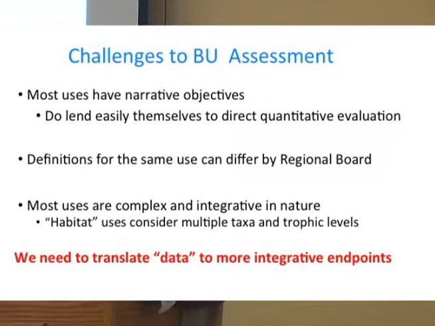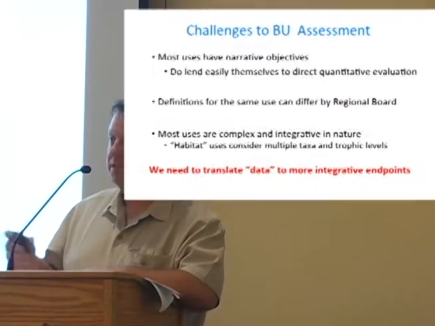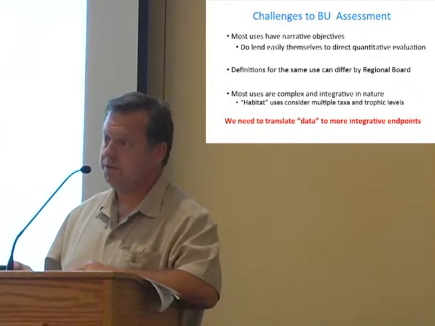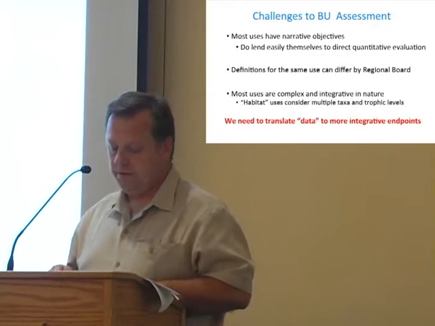So there are some significant challenges to going down this road. I mentioned those numeric and narrative objectives. Most beneficial uses are narrative in nature. They don't easily lend themselves to direct quantitative evaluation. You kind of have to guess what they mean and how our indicators relate to those. Definitions aren't uniform across all the regional boards. Some are, some aren't. Some have a different definition altogether for the same beneficial use. So you have to juggle that as well.